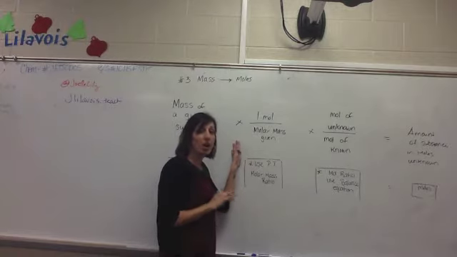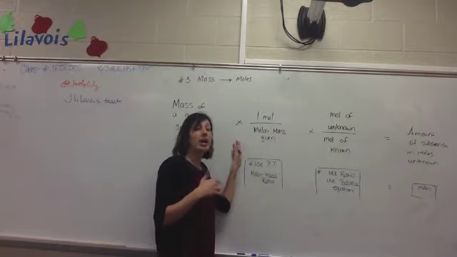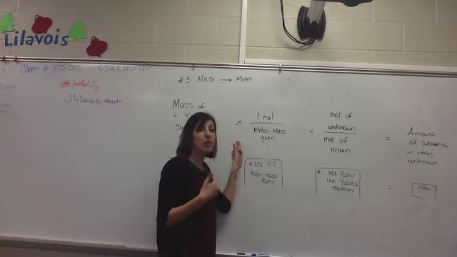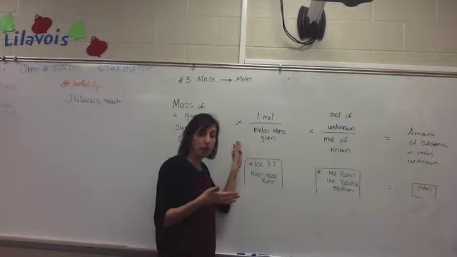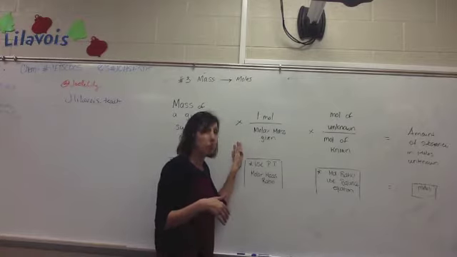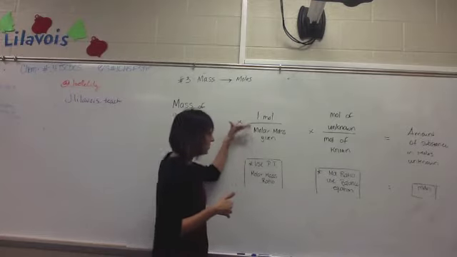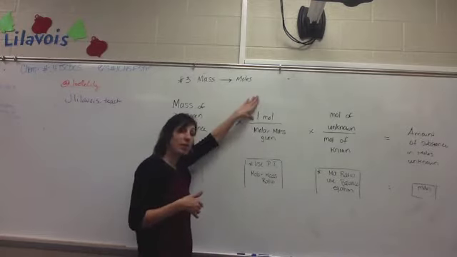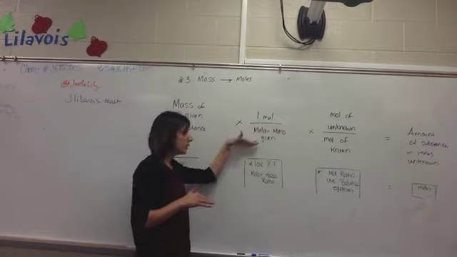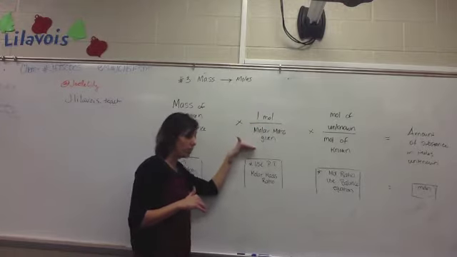You have to add all of your elements together, and if it has H3, then you have to add 3 hydrogens together, so that means it would be 3.03, not just 1.01. This is a ratio, so again, you're using 1 mole on top no matter what, and underneath the line is going to be your molar mass from the periodic table.